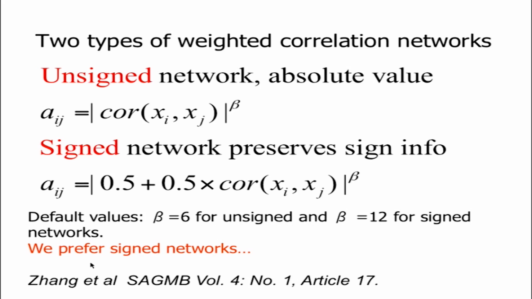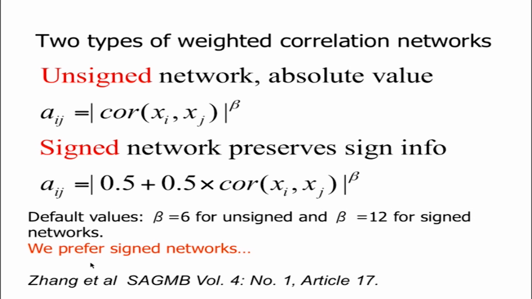Now, if you take such a number and raise it to a power, it's again a number between 0 and 1. And so the right-hand side really defines then an adjacency, right? Because the result is a number between 0 and 1. Why do we call it unsigned? Well, because it doesn't distinguish between a positive correlation coefficient and a negative correlation coefficient. A correlation of 0.8 gives you the same adjacency as a correlation of minus 0.8. It ignores the sign information. It's unsigned.